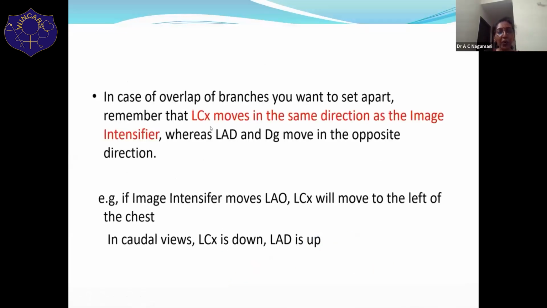So in case of overlap of branches, when you want to set it apart, we need to remember the LCX moves in the same direction as the image intensifier, whereas LAD and diagonal move in the opposite direction. So if the image intensifier moves LAO, LCX will move towards the left of the chest. In caudal views, LCX is down and LAD is up, because in caudal view, your image intensifier is caudal. So LCX comes down and LAD goes up.